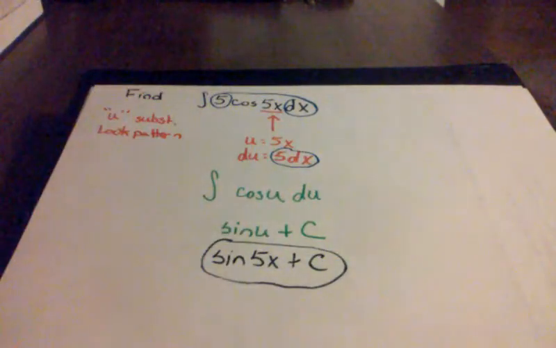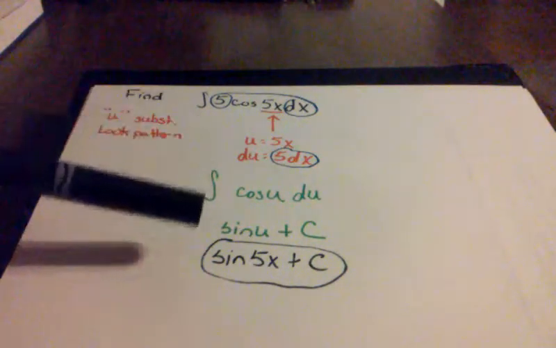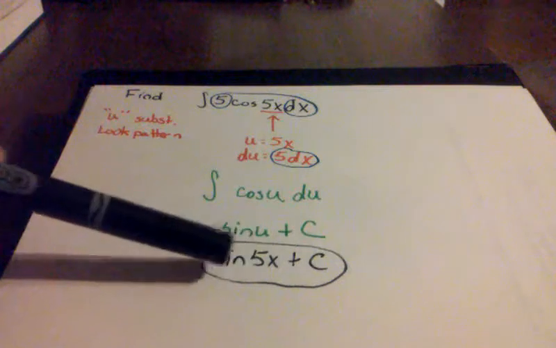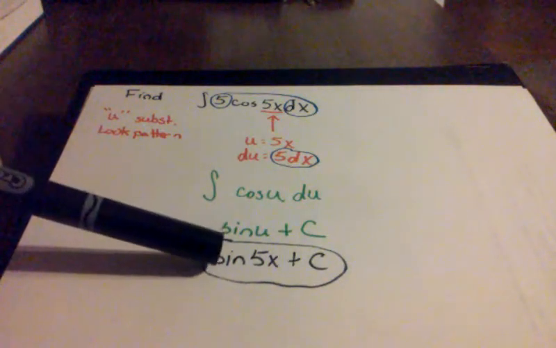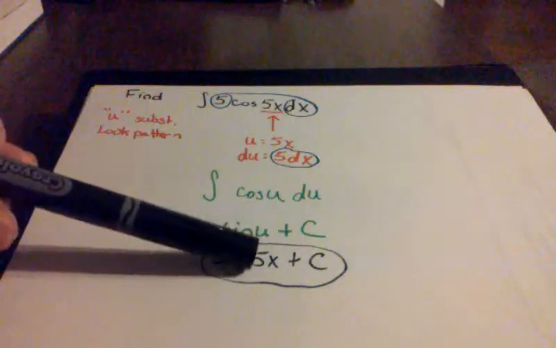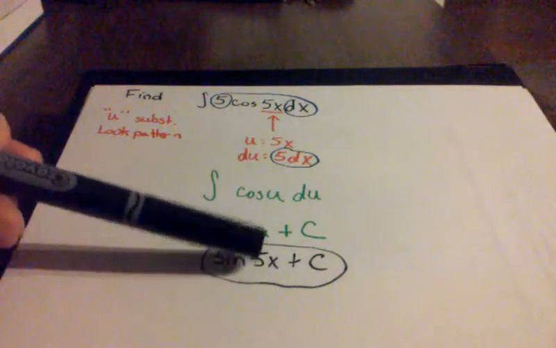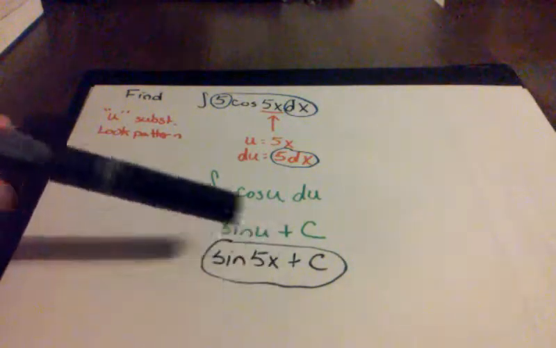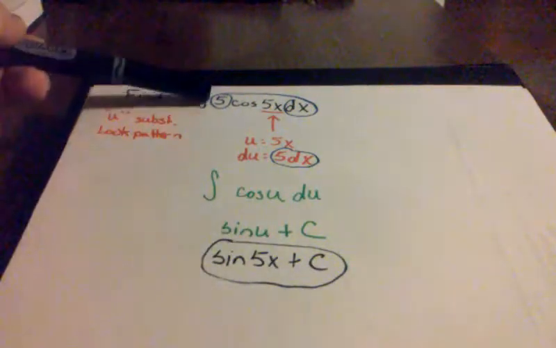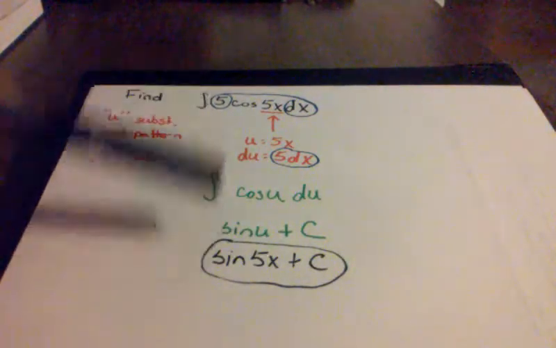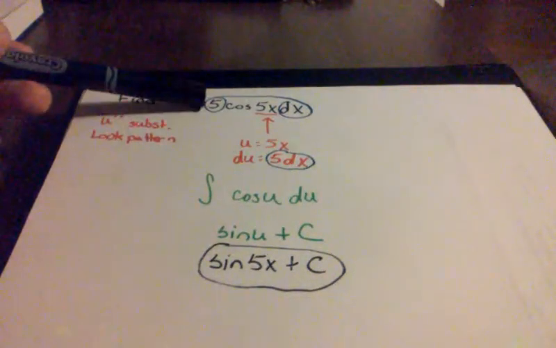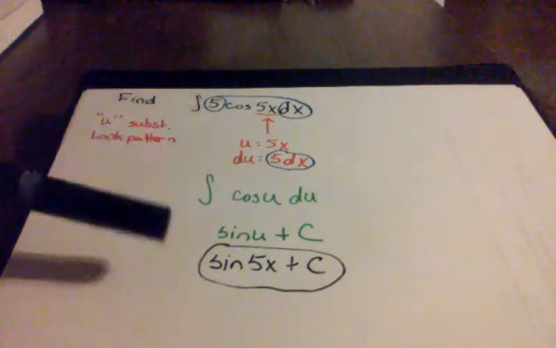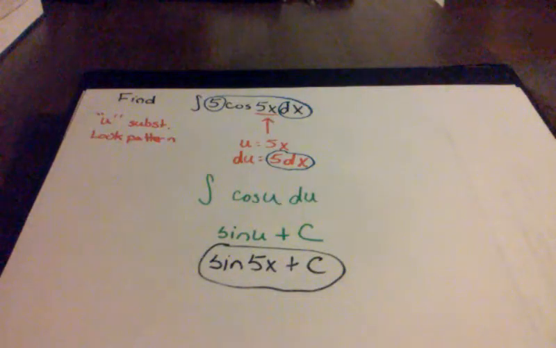Now, what's interesting is that you can easily check and verify that that's the right answer, because if you take the derivative of sine of 5x, you'd have to use the chain rule, but the derivative of sine is cosine, so you'd have cosine of 5x, and then you'd have to take the derivative of 5x, which will be 5. So the derivative of sine of 5x is 5 cosine of 5x, so it does prove that those are inverses of each other, and so the integral of 5 cosine of 5x would be sine 5x plus c.